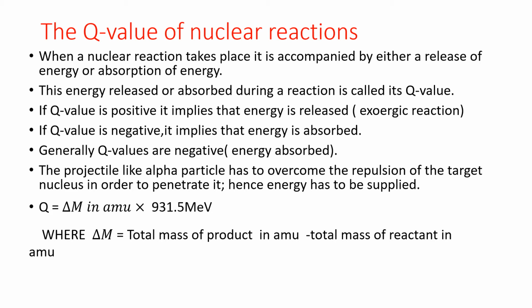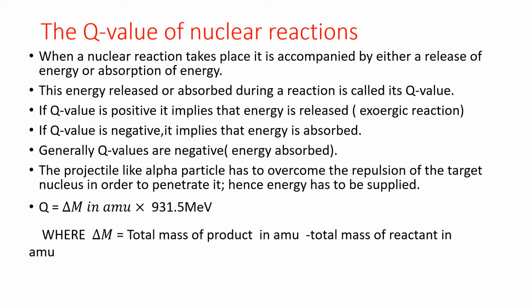Now this is not easy because both are positive and therefore they will repel one another. And closer the approach, greater the repulsion. So therefore our projectile, which is light, should be given a lot of speed and kinetic energy so that it is able to overcome this repulsive factor, Coulombic repulsion, and collide with the heavy target nucleus. Therefore, we have to supply energy in most cases. And the Q value, or the amount of energy that is supplied or given out, is evaluated by noting the difference in the masses of the product and the reactants.